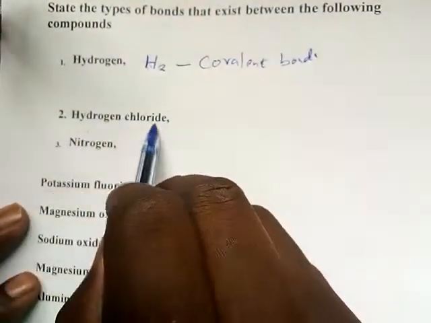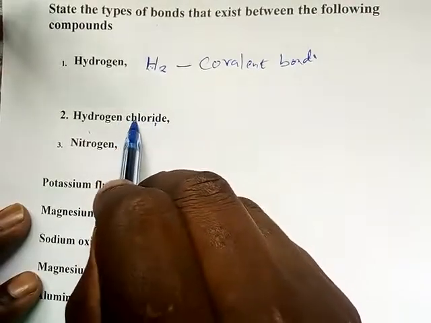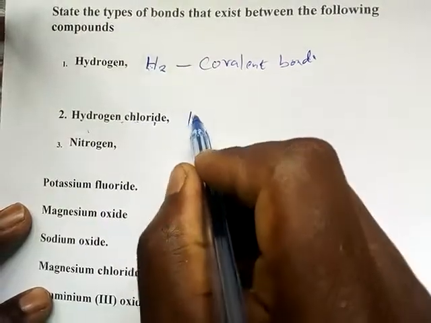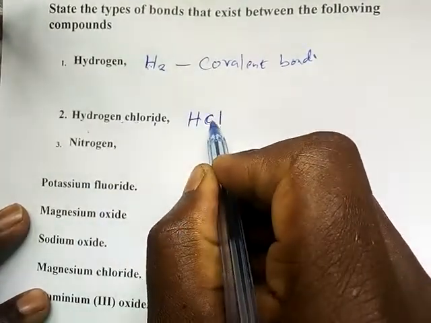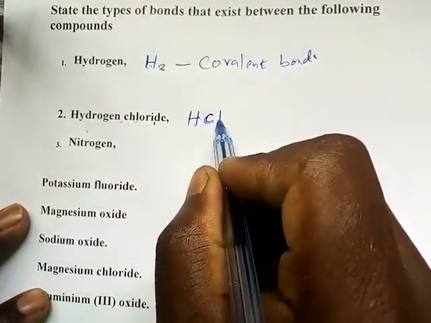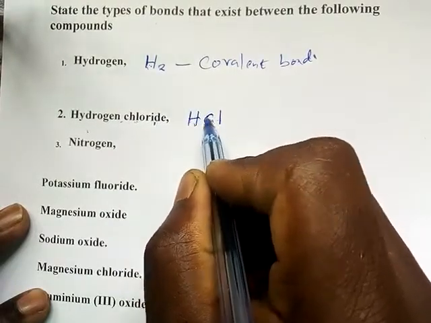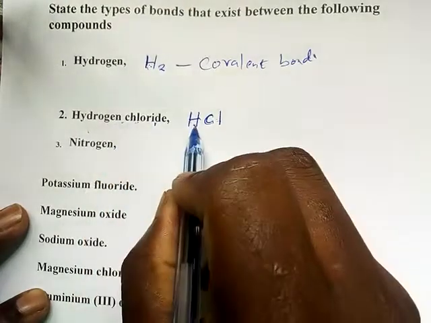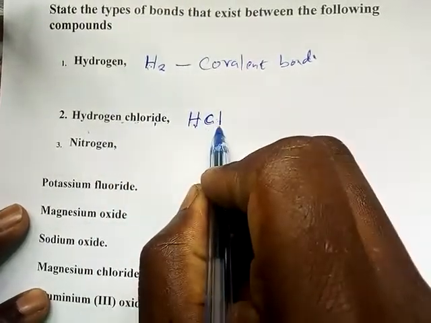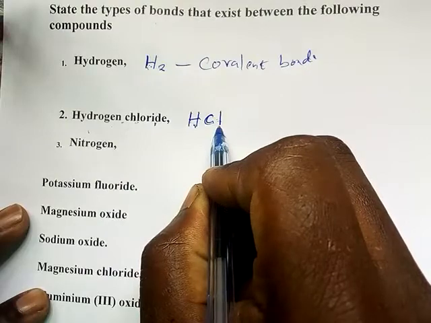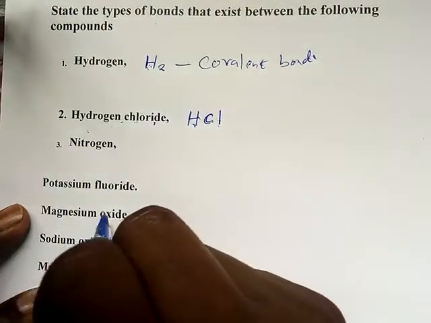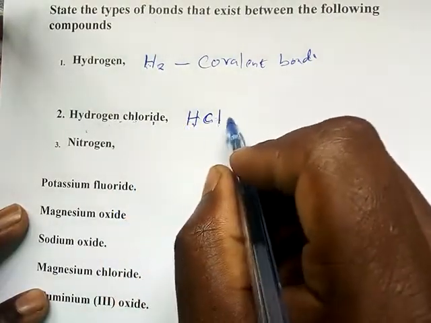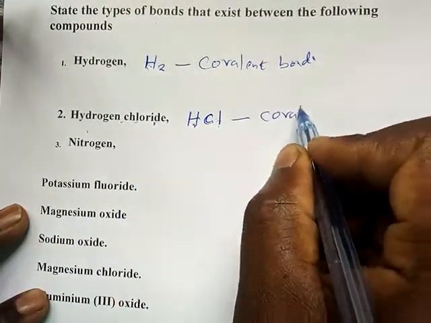Next one, hydrogen chloride. What type of bond is here? Is it covalent, dative, or ionic? So write HCl. Both of them are nonmetals: this one is hydrogen and this one is chlorine. Will they undergo ionic or covalent bonding? Because they are nonmetals, they will undergo covalent bonds.